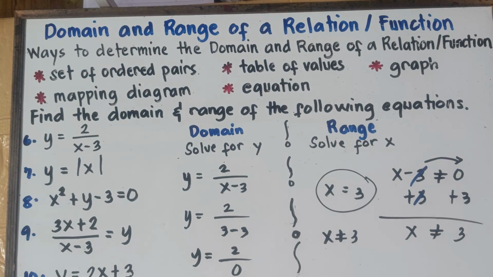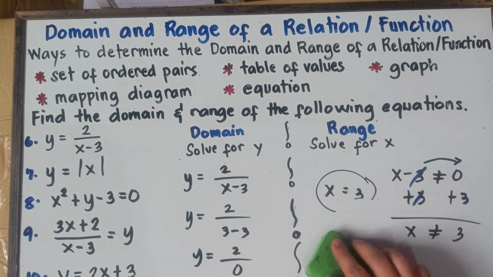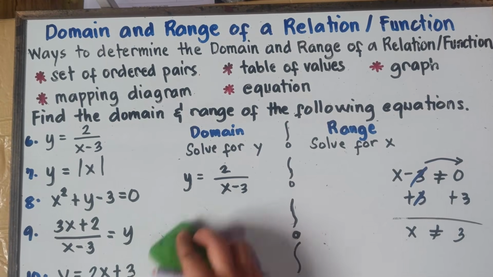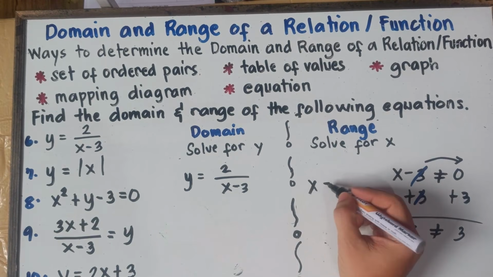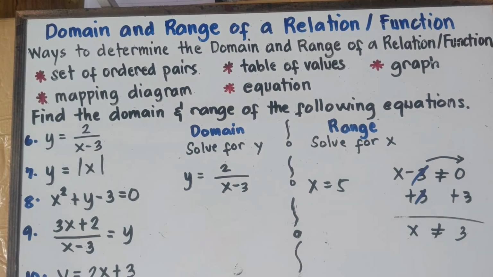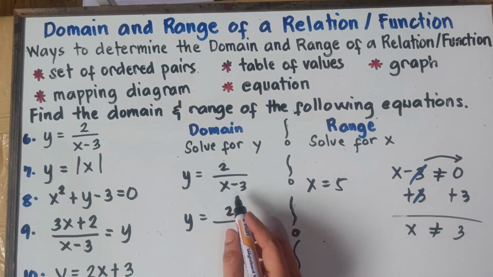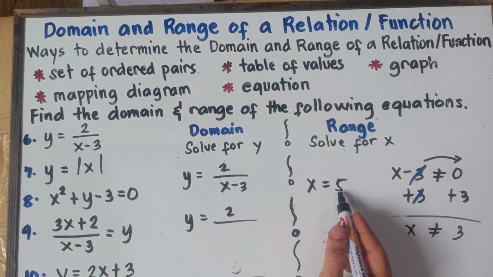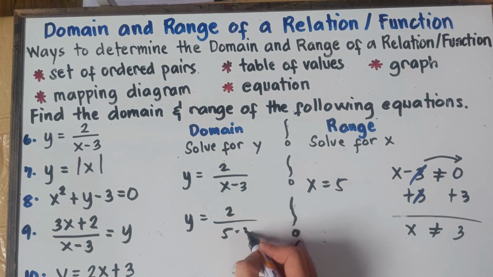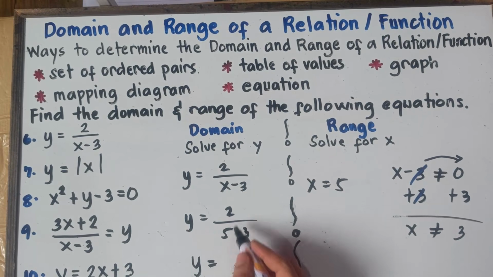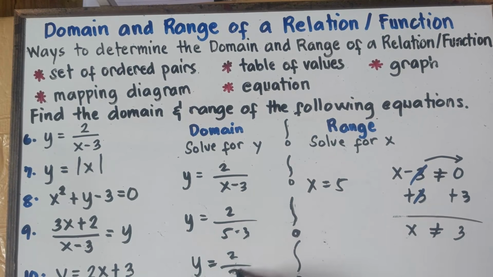Let me give you an example, class. If I say x is equal to 5, can we have a valid answer for y? Let's try that. y equals 2 over, if x is positive 5, simply substitute the value of x, 5 minus 3. So y equals 2 over 2, that would be 1. You can have a valid answer for y.